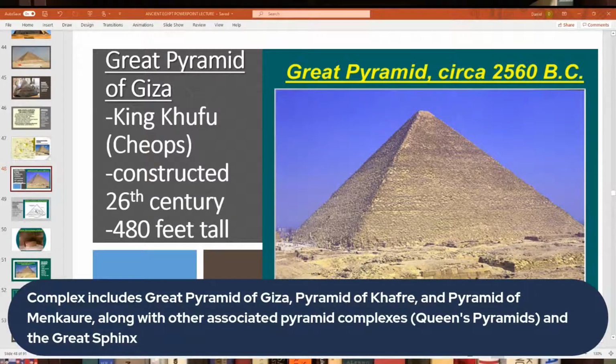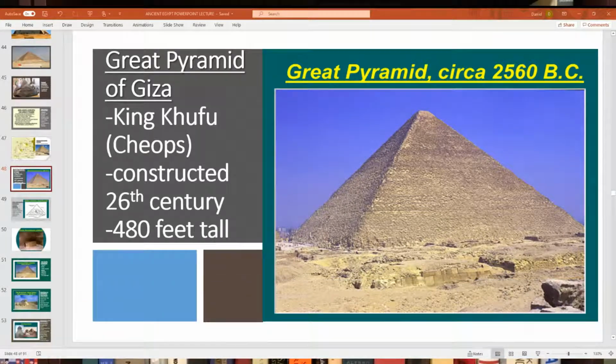I think mostly that's predominantly what was there. You've got the Great Pyramid of Giza, the Pyramid of Khafre, and the Pyramid of Menkaure. Those are the main pyramids there. They've got the Queen's pyramids, who are related to King Khufu. The Great Sphinx is also there at that site, which is also famous as well.